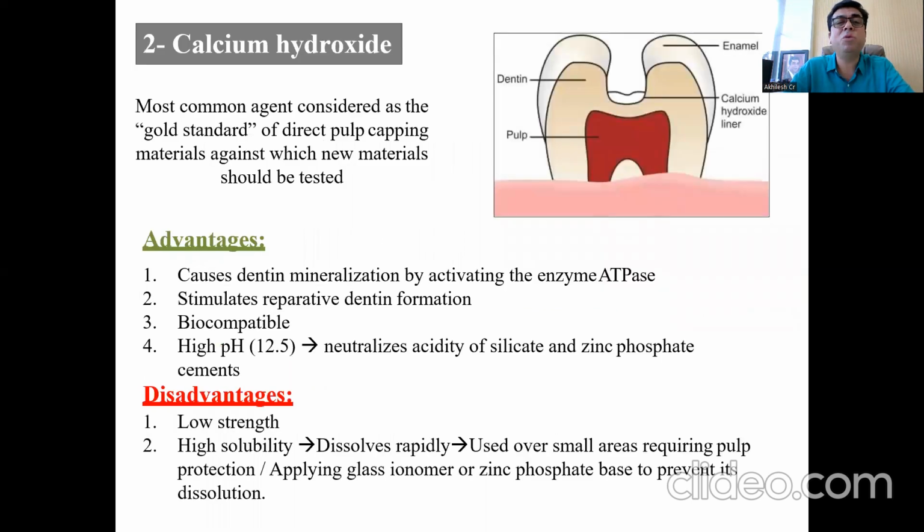Calcium hydroxide is the most commonly used liner. It's also said to be the gold standard for direct pulp capping. The advantage is that it causes dentin mineralization by activating the enzyme ATPase and stimulates reparative dentin formation. It is biocompatible. It has a high pH, which neutralizes the acidity of silicate and zinc phosphate cements. The disadvantages are that it has low strength and high solubility.